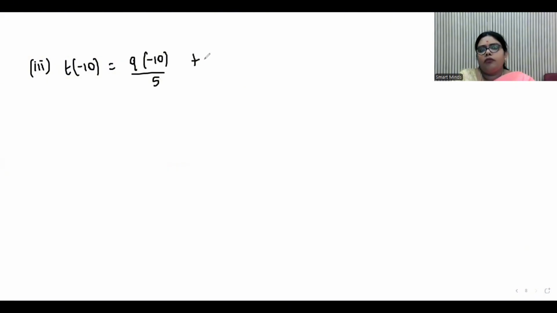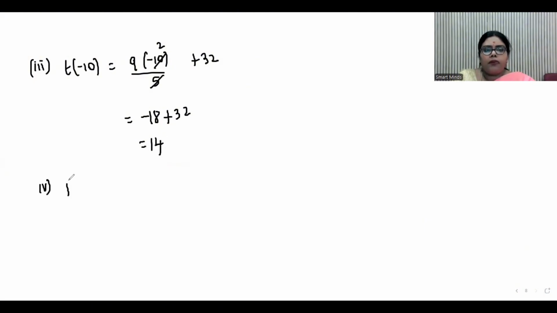Now moving on to the third bit. What is the third bit? T of minus 10. So in the place of C, you put minus 10. So 9 into minus 10 by 5 plus 32. 5 twos are 10, so that is minus 18 plus 32, which is equal to 14.